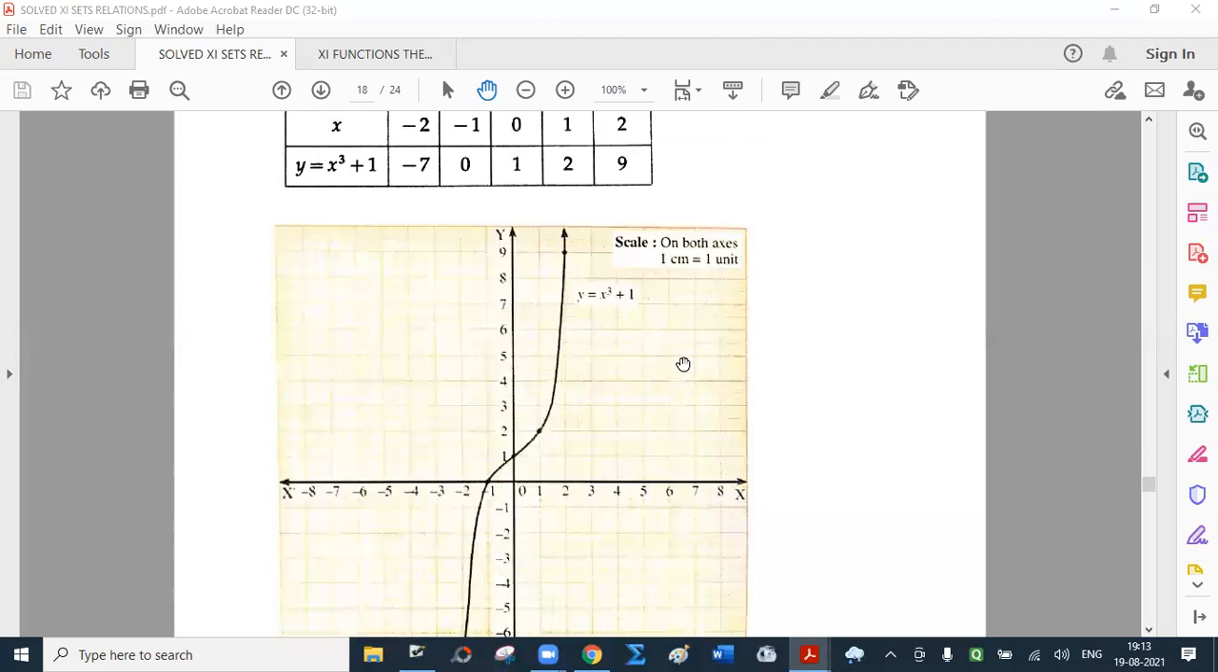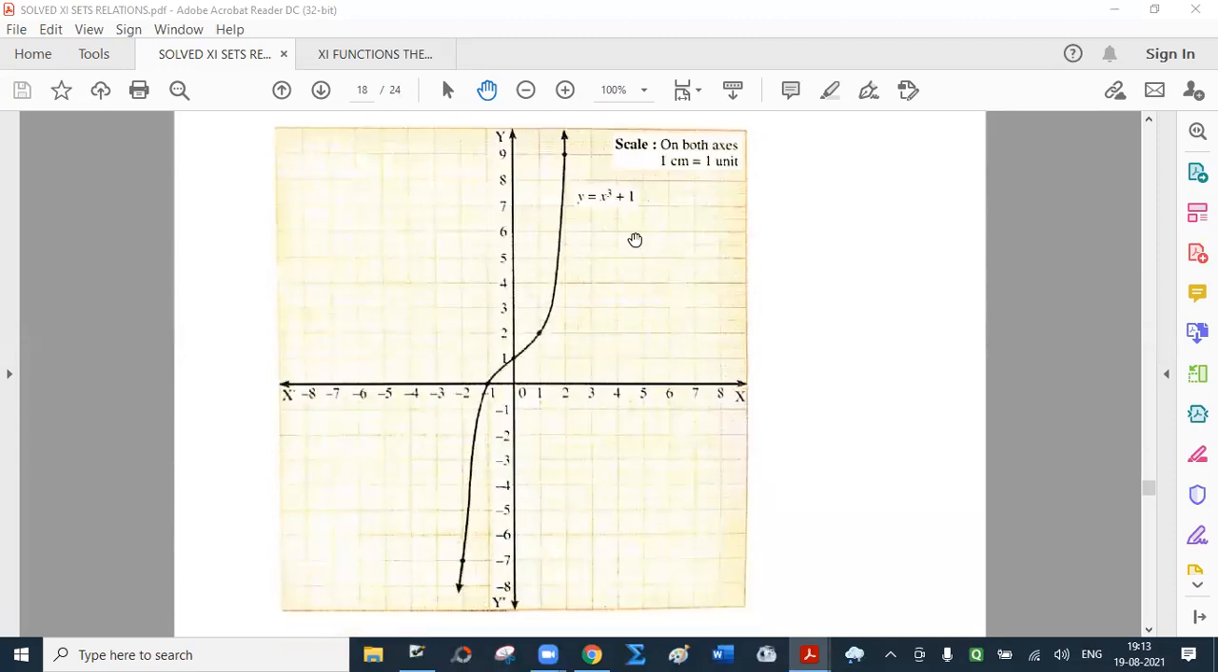So the graph looks like this. See, this is a smooth curve passing through these points. Do not join two consecutive points by a line segment. So this is the graph of y equal to x cube plus 1. Just draw the rough sketch.